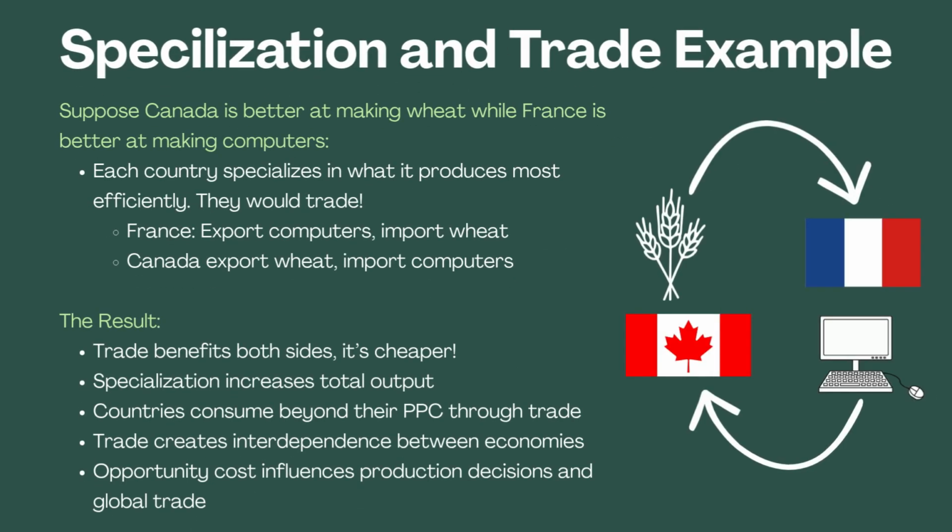An example of specialization and trade would be if you suppose Canada is better at making wheat while France is better at making computers. Each country specializes in what it produces most efficiently. France would export computers and import wheat. Canada would export wheat and import computers. This means that they would trade. Trade benefits both sides because it is cheaper to specialize. Specialization increases total output and allows countries to consume beyond their PPC through trade. Trade creates interdependence between economies, and it shows how opportunity cost influences production decisions and global trade.